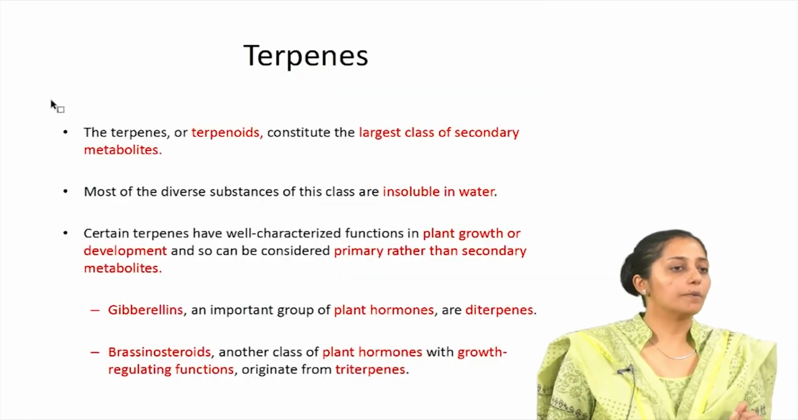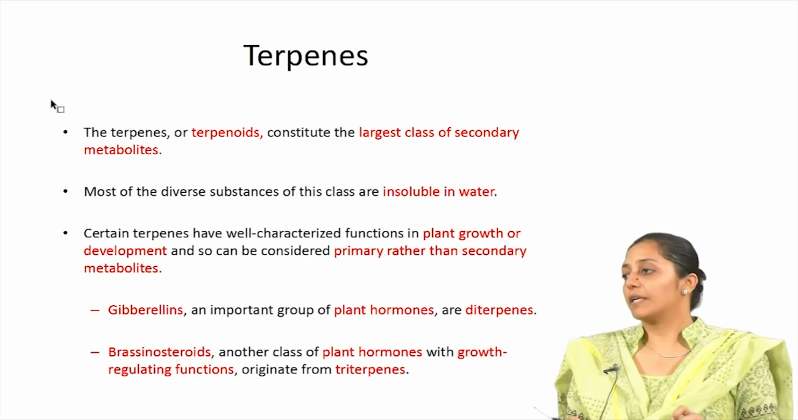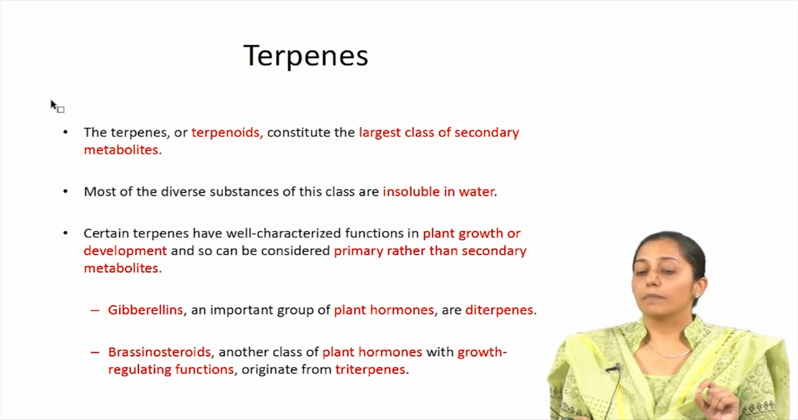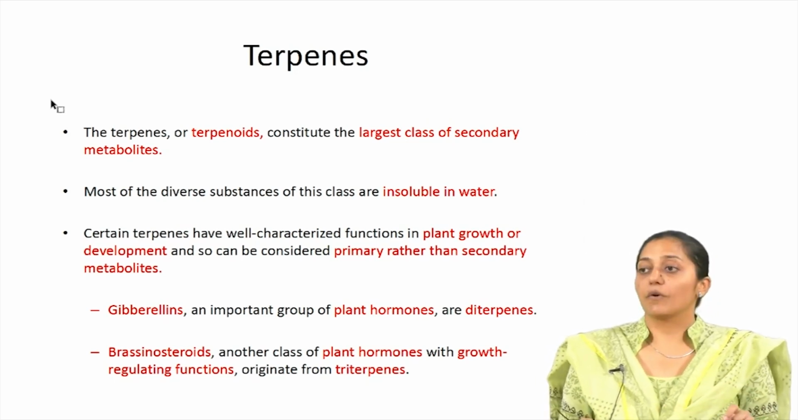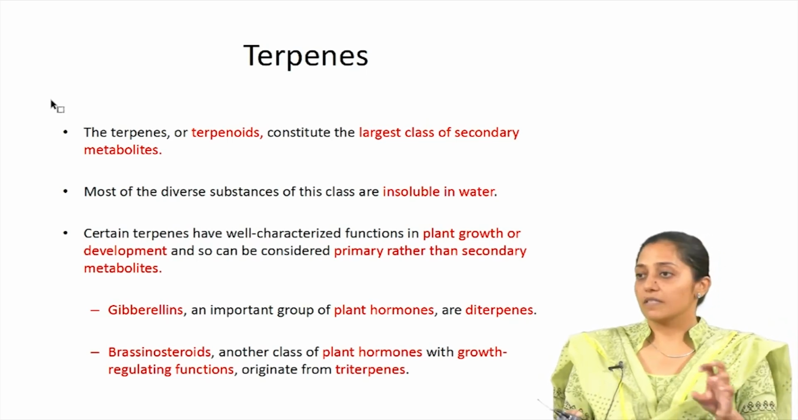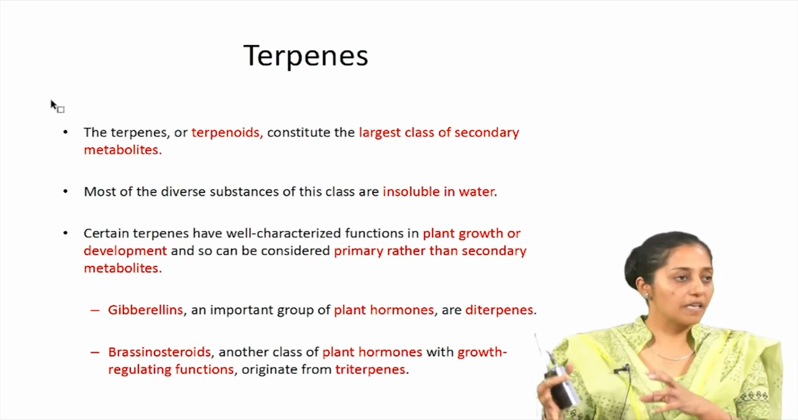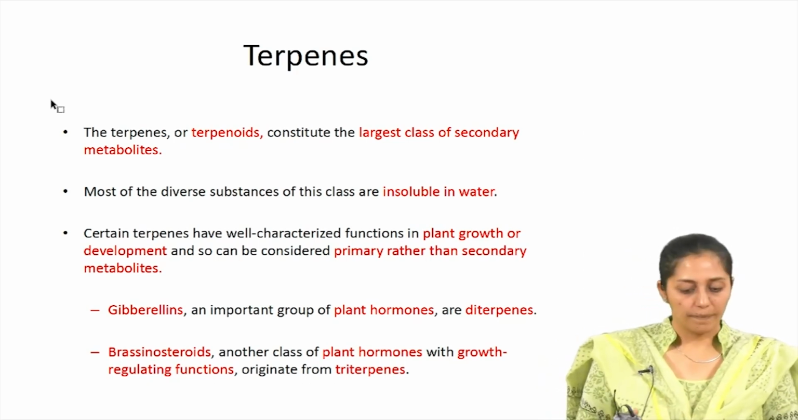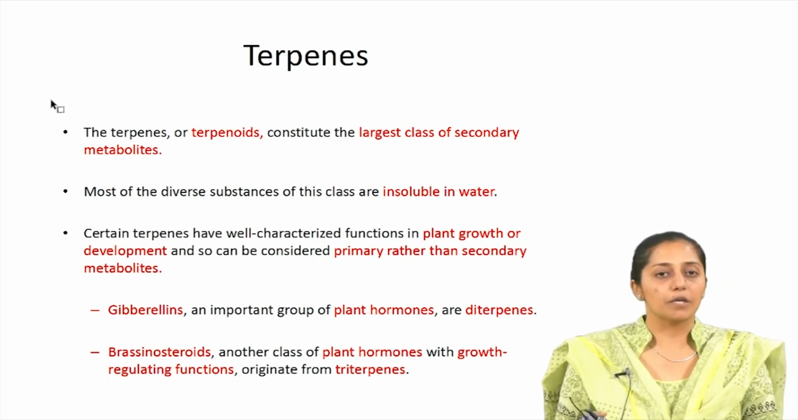So let us talk about terpenes. Now what are terpenes? They constitute the largest group of secondary metabolites present in plants. Now one of the most popular biopesticides, which is azadirachtin, I gave an example also, is a sesquiterpenoid. So its structure comes from terpene, and it's sesqui because of the structure, the number of carbons and the number of rings involved. The terpenes or terpenoids constitute the largest class of secondary metabolites in plants.